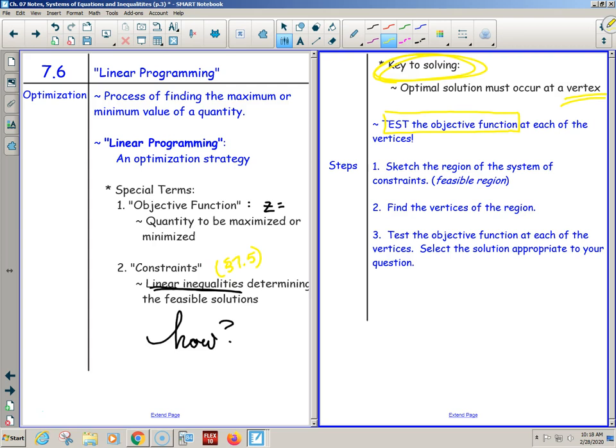So here's the steps. Step 1, sketch. How? Do section 7.5. Get it all in the picture and find the overlap. Step 2, find the vertices. How? Intersections. Step 3, plug them in. To where? The objective. And do what with them? Well, find what you want. Do you want the highest? Give it that one. Do you want the lowest? Give it that one. Just a quick little note.